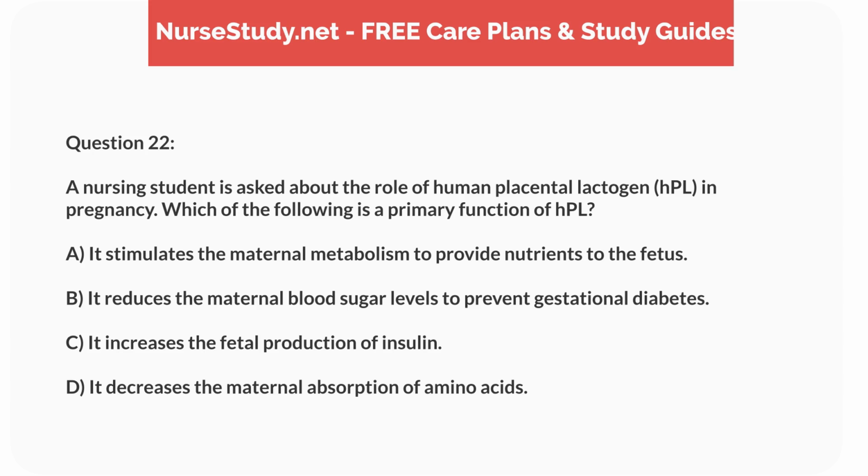Question 22. A nursing student is asked about the role of human placental lactogen, HPL, in pregnancy. Which of the following is a primary function of HPL? A. It stimulates the maternal metabolism to provide nutrients to the fetus. B. It reduces the maternal blood sugar levels to prevent gestational diabetes. C. It increases the fetal production of insulin. D. It decreases the maternal absorption of amino acids.